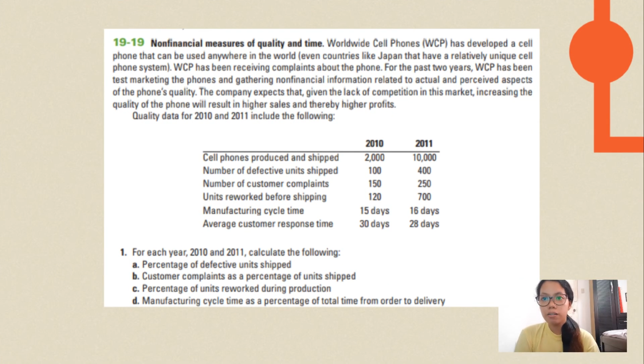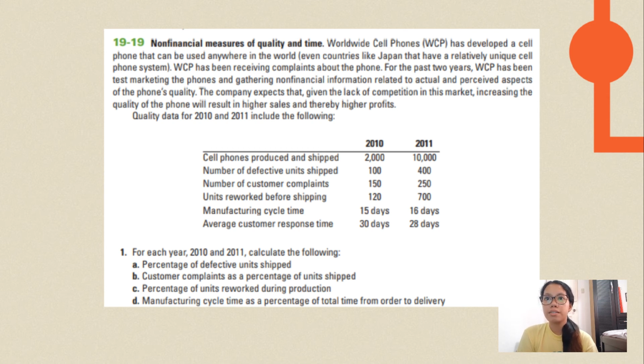Now let us apply all these concepts. Here is a sample problem. Worldwide Cell Phones has developed a cell phone that can be used anywhere in the world, even countries like Japan that have a relatively unique cell phone system. WCP has been receiving complaints about the phone. For the past 2 years, WCP has been test marketing the phones and gathering non-financial information related to actual and perceived aspects of the phone's quality.